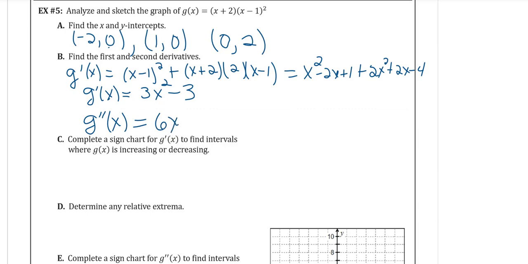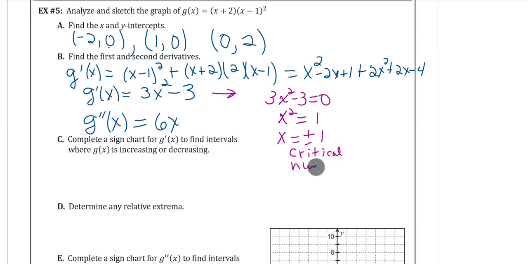Okay, so now what we need to do is find our critical numbers and our possible points of inflection. So I'm going to set my first derivative equal to 0 here. So 3x squared minus 3 equals 0. Gives me x squared equal to 1, so x equals plus or minus 1. These are my critical numbers. Okay, and then I'm going to set my second derivative equal to 0, and I get x equals 0. This is my point of inflection.